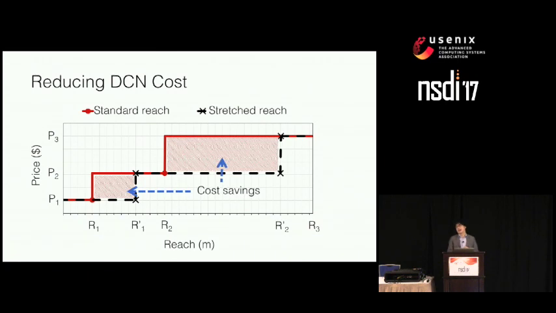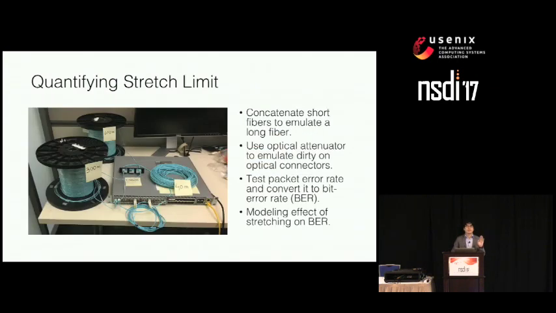The exact cost saving depends on the link length distribution and also on how much each optical technology can be stretched. So we use a testbed to evaluate how much existing optical technology can be stretched. This picture shows our 10G testbed. Basically, we concatenate short fibers to emulate a long fiber. We use an optical attenuator to emulate random effects such as dirt, whatever effect reduces the signal quality at the receiver end. And we test packet error rate with line rate traffic and convert it back to bit error rate, since bit error rate is a standard metric for a communication system.